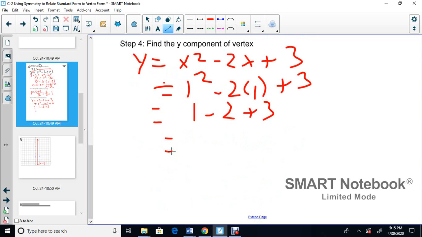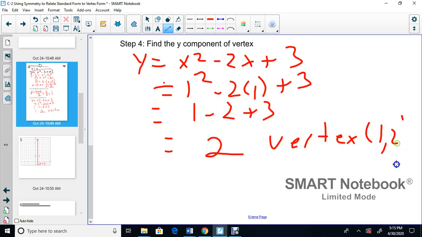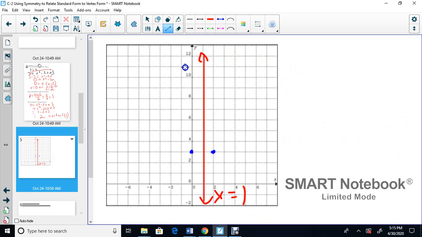And you don't have to do all this work. You can just get the answer there. The answer is 2. So our vertex is (1, 2). We can graph that now. We'll go on to the graph. Okay, our vertex, 1, up 2, right here. Oh, see, we couldn't use the other method because there's no x-intercepts.